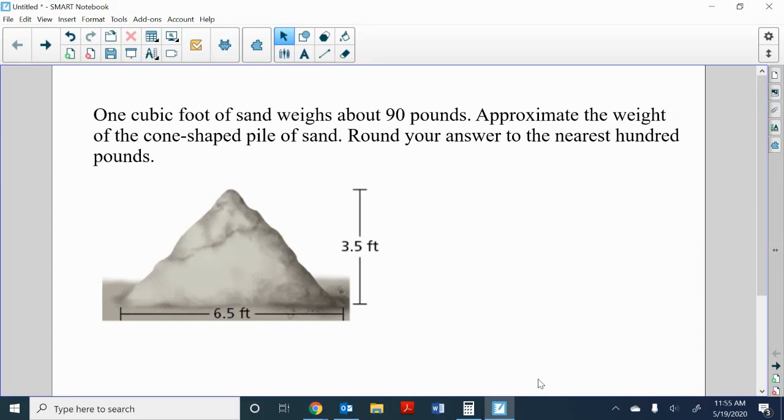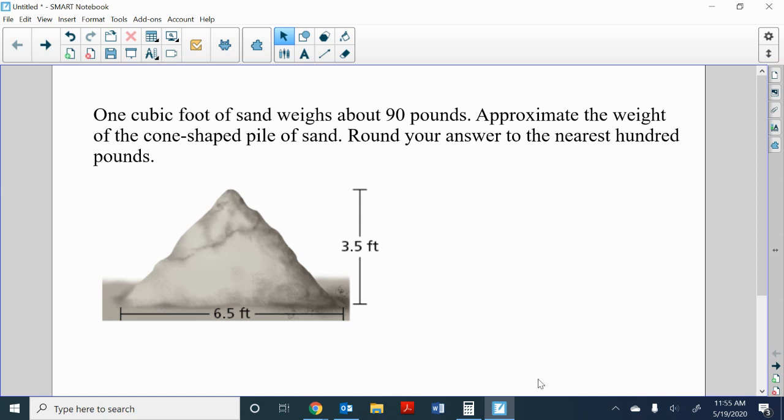Hey, Course 3 class. So we're going to just talk about the last problem from your homework last night, which says that a cubic foot of sand weighs around 90 pounds. Approximate the weight of the cone-shaped pile of sand. Round your answer to the nearest 100 pounds.